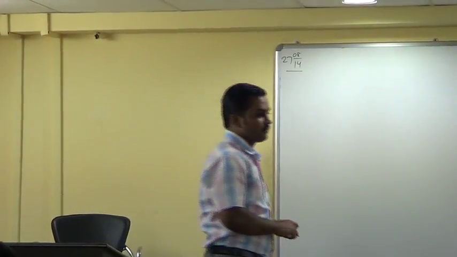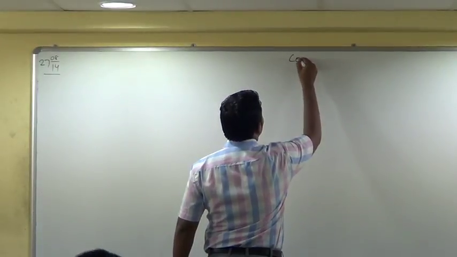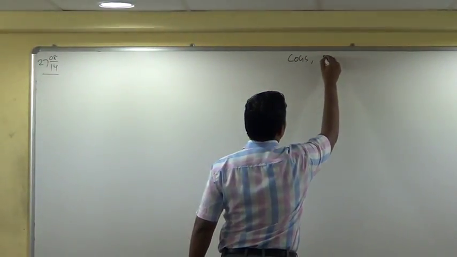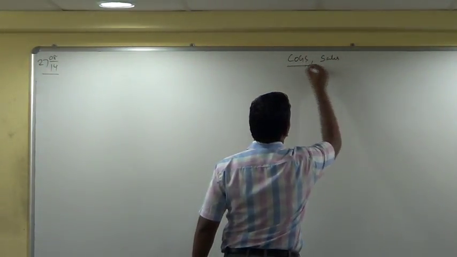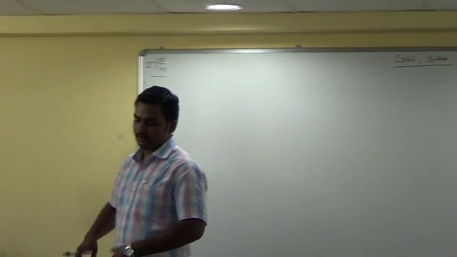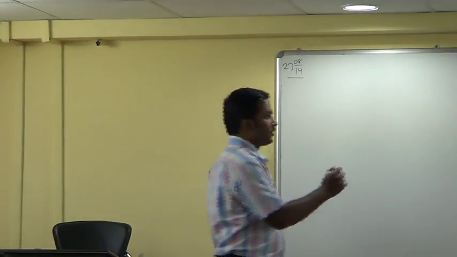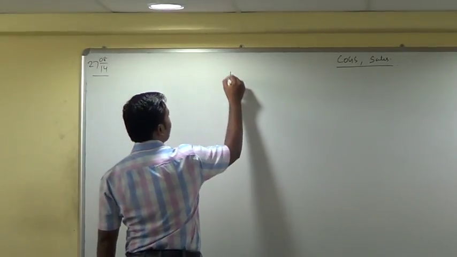Right now, we had cost of goods sold. Cost of goods sold and sales. We try to learn the meaning of cost of goods sold and how to arrive at sales once we know cost of goods sold. So what is the meaning of cost of goods sold? Please note it down along with me.